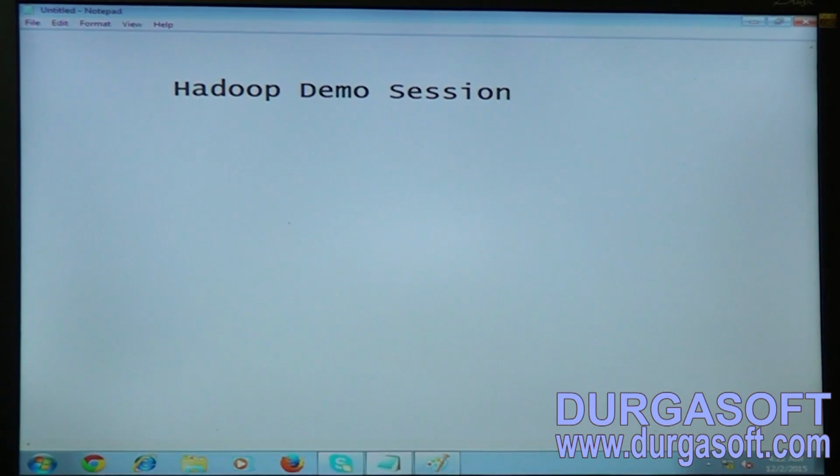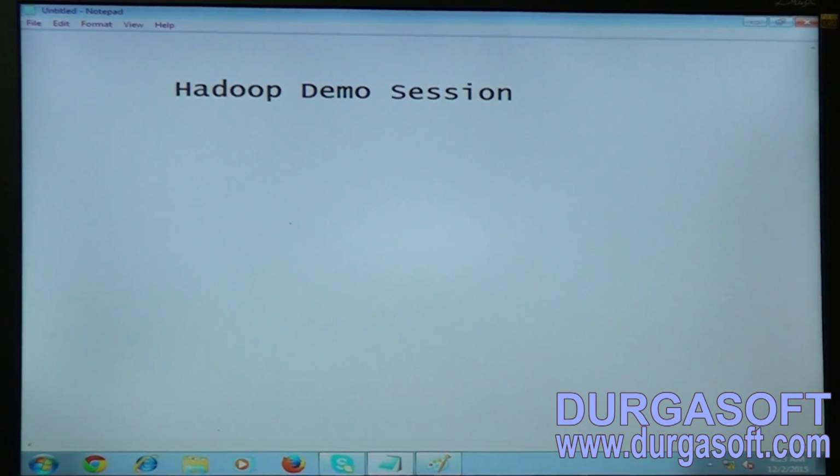So let's start with the demo session today. Let's go deep into what exactly Hadoop is. Before that, let's start with the question: what's the problem with the existing systems? We do have a lot of proven software and well-designed database systems in the market. Even so, why do we need to go for Hadoop? So let's start with the problems with the existing system.